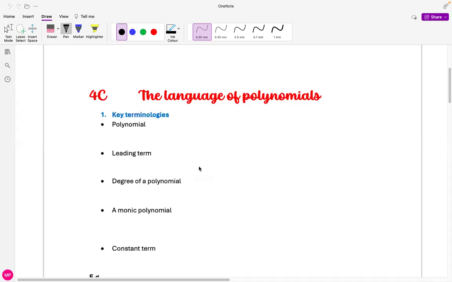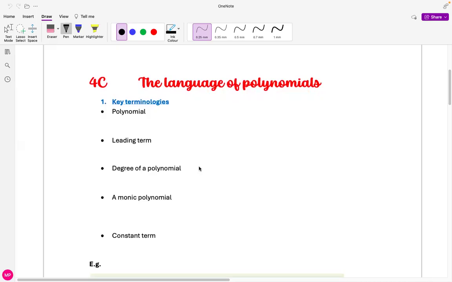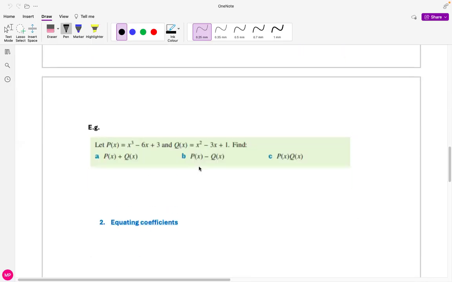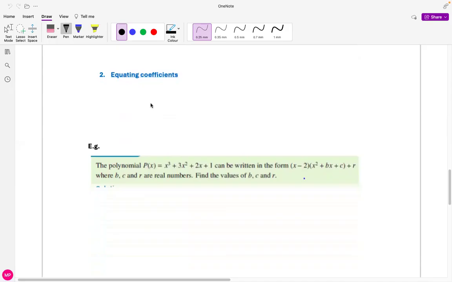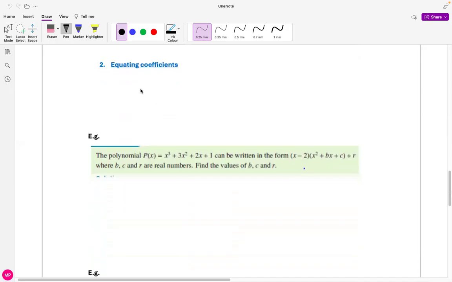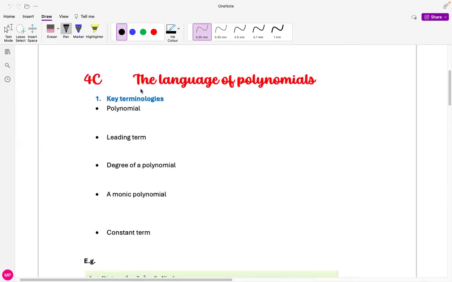Hi everyone, welcome back. In this lesson, we're going to talk about the introduction of polynomials, and we're going to go over a few examples here, and also we're going to talk about the equating coefficient method as well. All right. So what is a polynomial? Polynomial is a general term to represent the positive whole power.